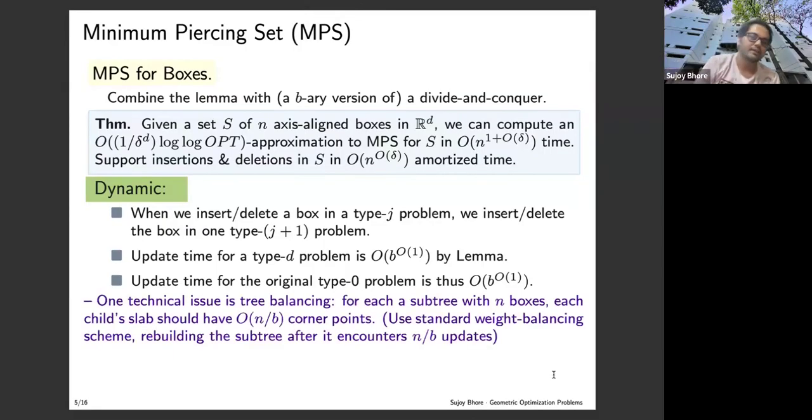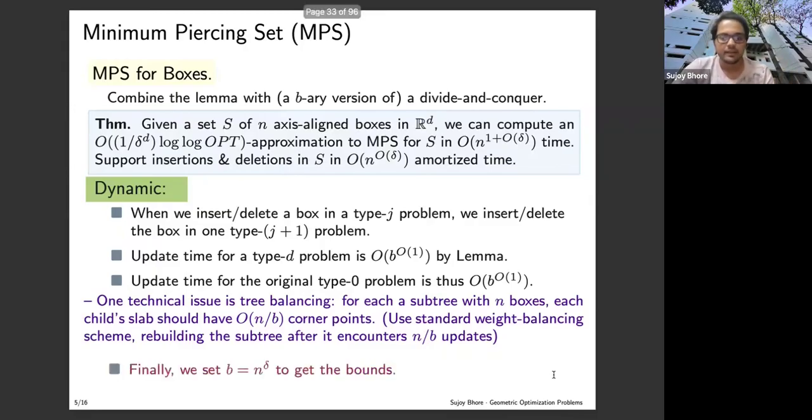Of course, there is one small technical issue which I'm hiding, which is the typical tree balancing stuff, because for each subtree with n boxes, each child should actually have roughly order n by B many corner points. But one can use the standard weight balancing scheme, or rebuild the subtree after it encounters n by B many updates. Finally, we set this B to be n to the delta, and this gives us all the bounds that we claimed.